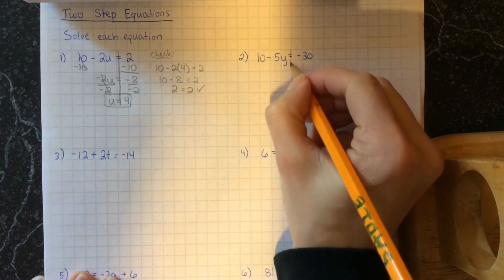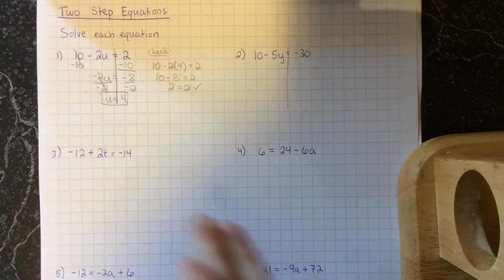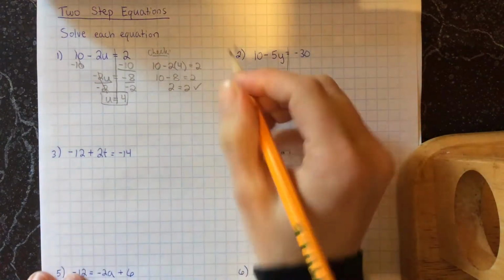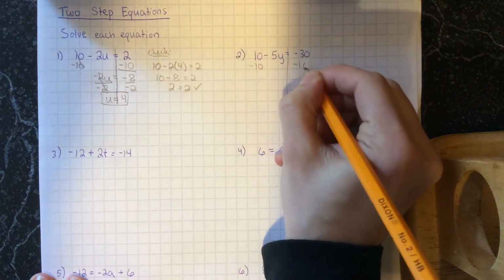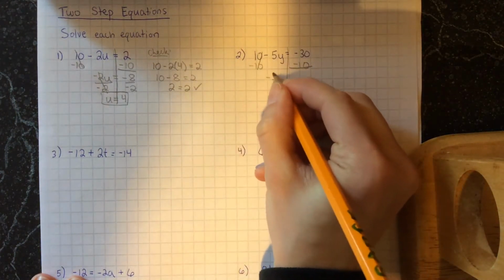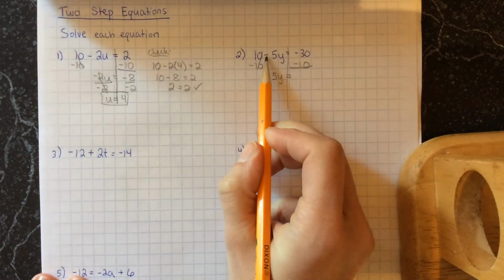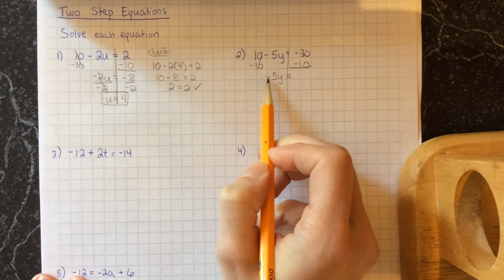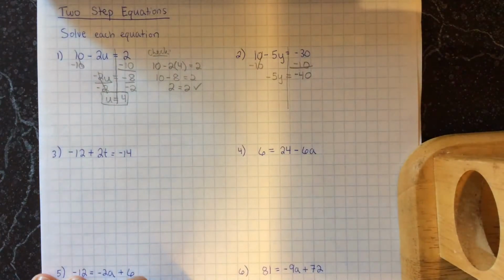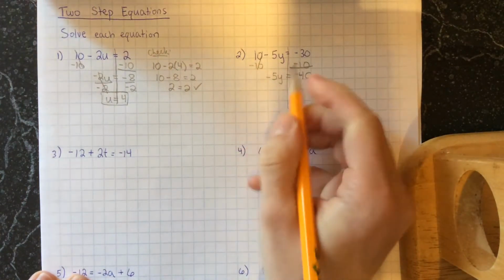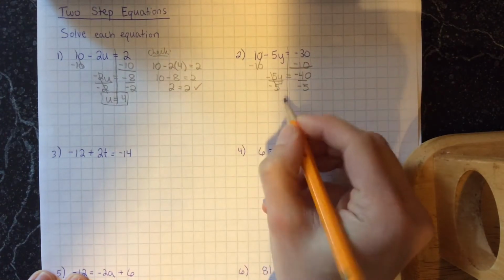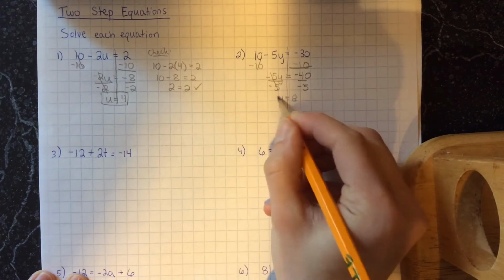So let's try this one. Separate the left and right side. I'm going to cover up the entire term with the variable. What's left is a positive 10. So I subtract 10 from each side. 10 minus 10 is 0, so I'll cross it out. -5y is what's left. Again, don't forget to bring the minus sign down as a negative. -30 minus 10 is -40. Now I have -5 being multiplied by y. The opposite of multiplying by -5 is dividing. So I end up with y is equal to 8.